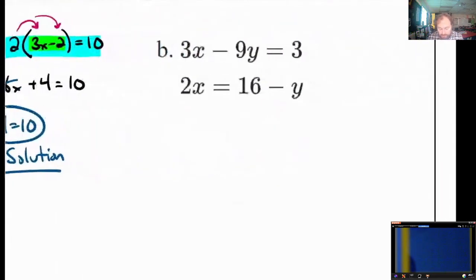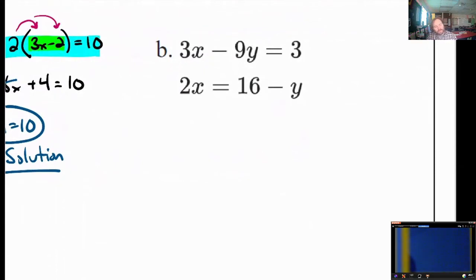Question B. You know, question B is neither a substitution nor an elimination system as it currently is. We're going to have to do some sort of work to begin with on this problem to actually get it to be one of those things. Now, personally, I think it's easier to do this as a substitution. Well, or do I? I'm seeing that y right there.